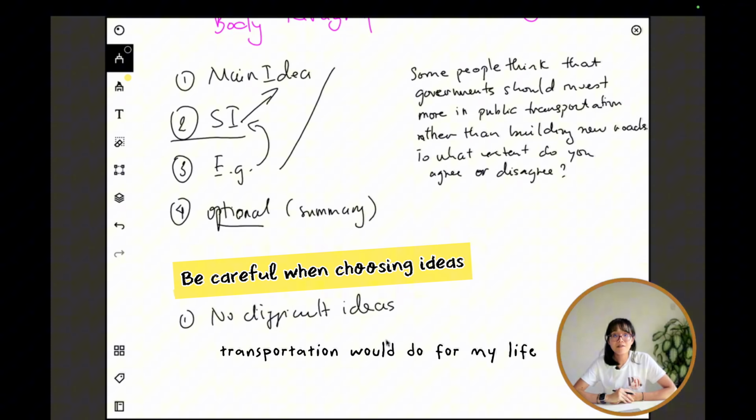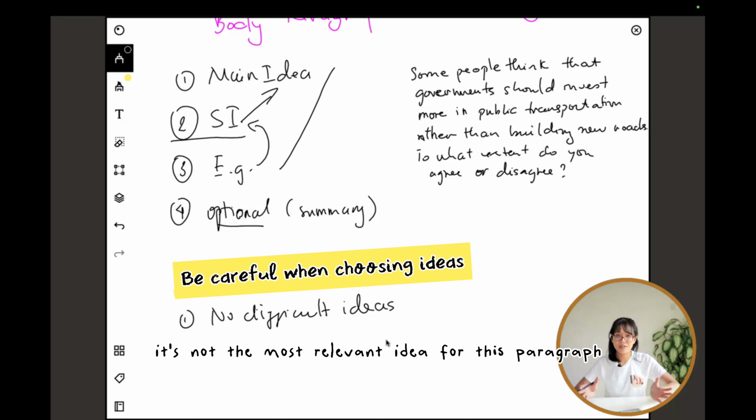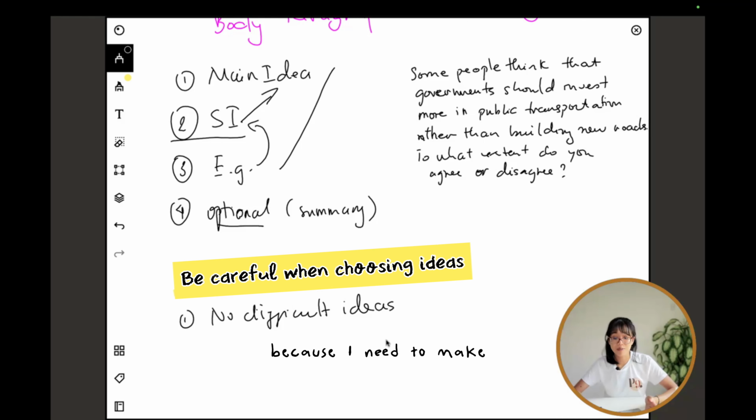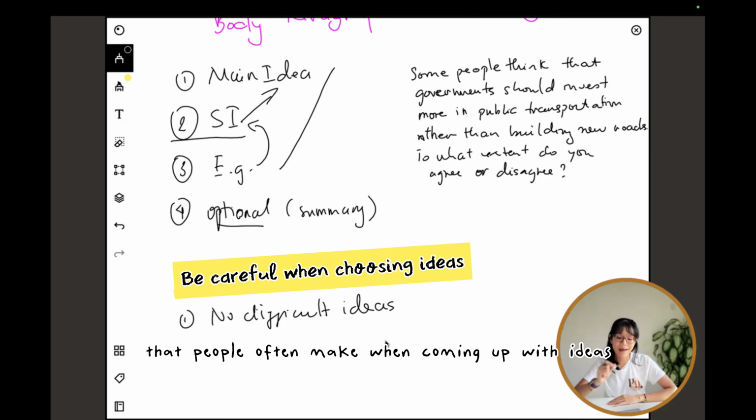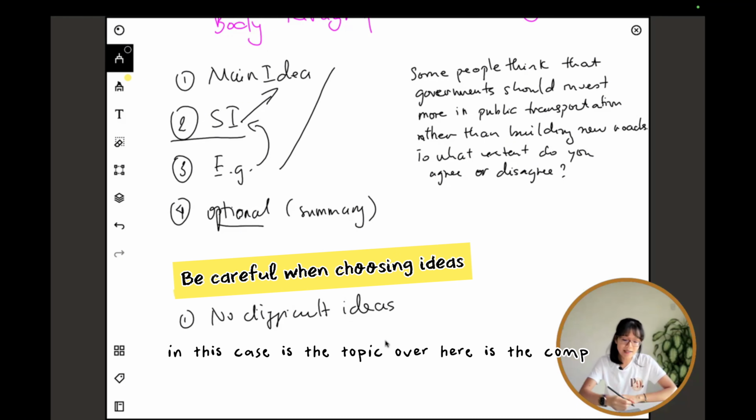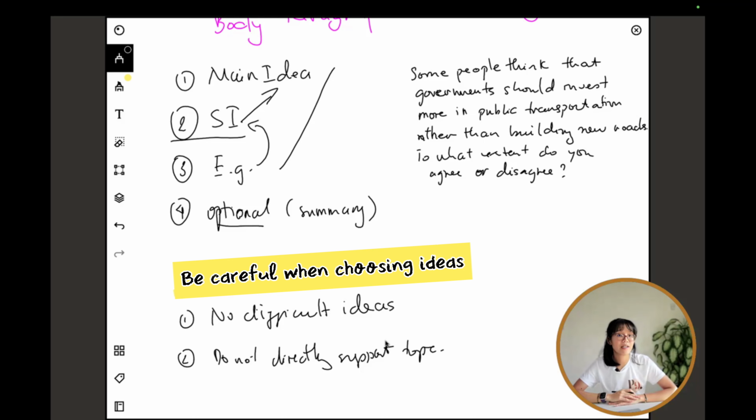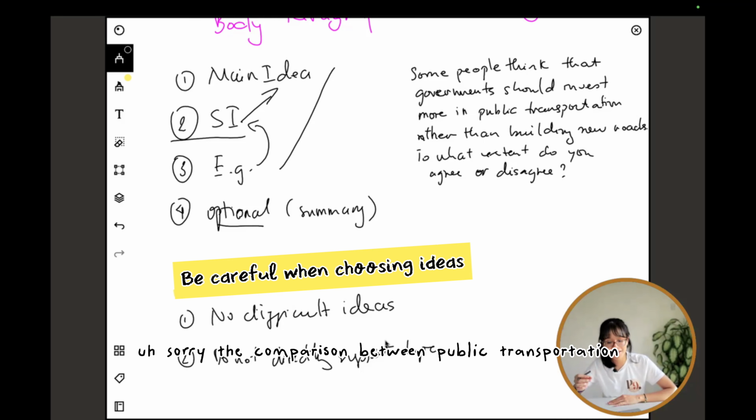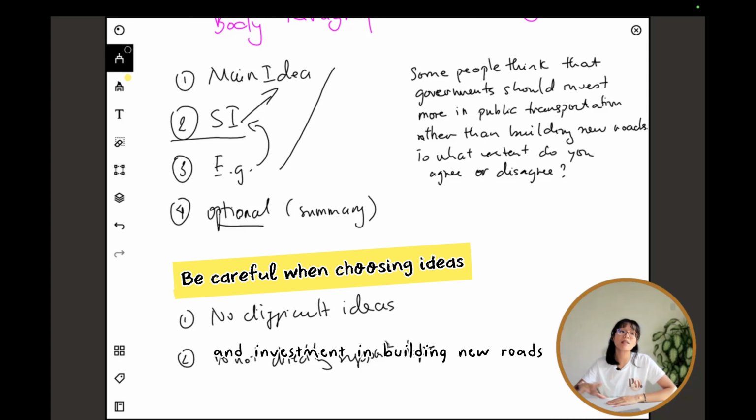but this is not the most relevant idea for this paragraph because I need to make a comparison between public transportation and building new roads. So the second mistake that people often make when coming up with ideas in this case is the topic over here is the comparison between investment in public transportation and investment in building new roads. Which one deserves more money, more time, more effort, more attention?